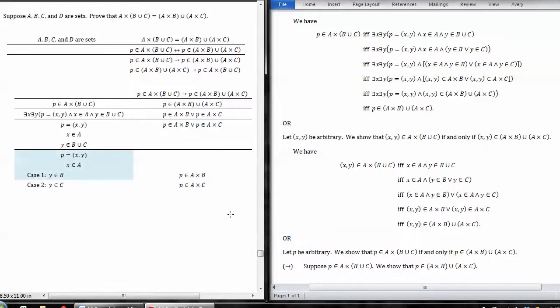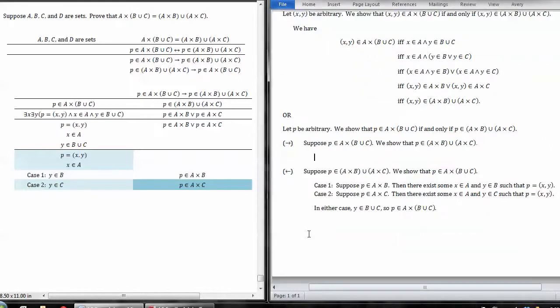In case 1, P is xy, x is in A, y is in B. That's exactly the definition of P in A times B. And in case 2, we have P in A times C. All right, so let's try to write down that proof. We start off just as before by letting P be arbitrary, and then we're going to show that this if and only if that. And now we do the forwards direction.